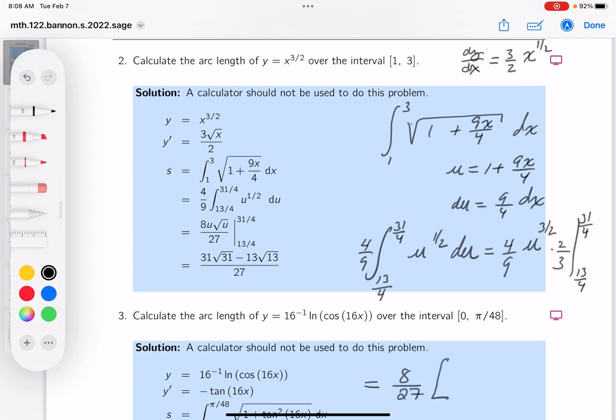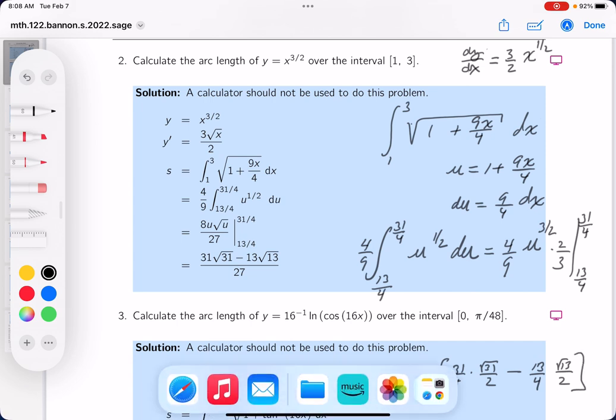And let's take a look at this. It's going to be 3 halves, which is 1 and 1/2, which means I have 31/4 times the square root of 31/4, which is simply 31 root 31 over 2, minus 13/4. I said 31/4, but it's 13/4. Look at the key later, by the way. Let's see, the root of 13/4 is root 13 over 2.